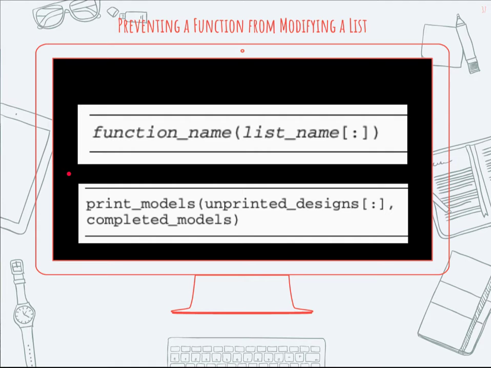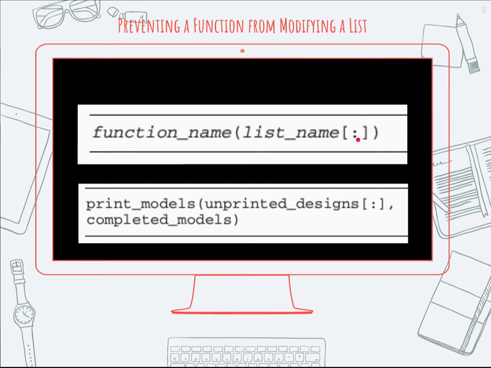In this case, you can address the issue by passing the function a copy of the list and not the original. Any changes the function makes to the list will only affect the copy, and the original list would stay intact. You can send a copy of a list to a function like this. Note the colon right here in brackets. This is slice notation, which makes a copy of the list. It sends the whole list as a copy to the function.